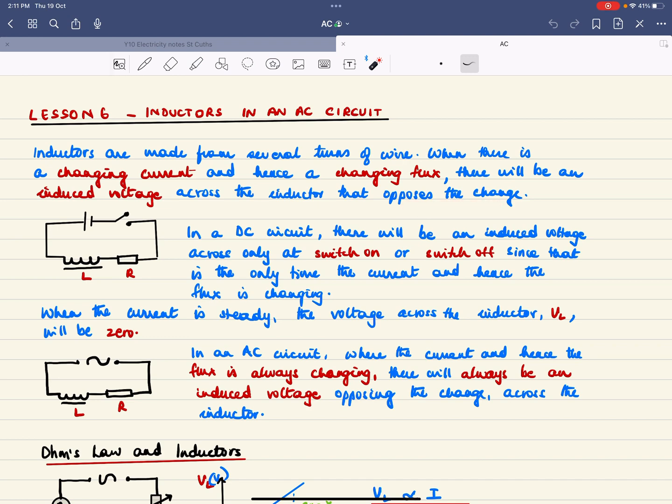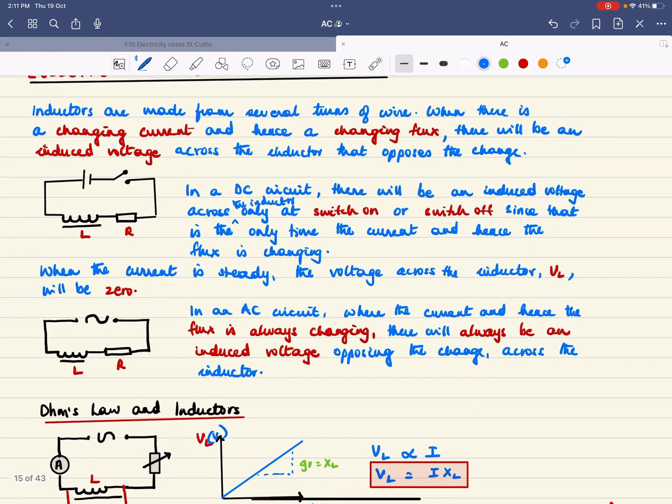Now, in a DC circuit, there will be an induced voltage across the inductor only at switch on or switch off, since that is the only time the current and hence the flux is changing. When the current is steady, the voltage across the inductor, VL, will be 0.